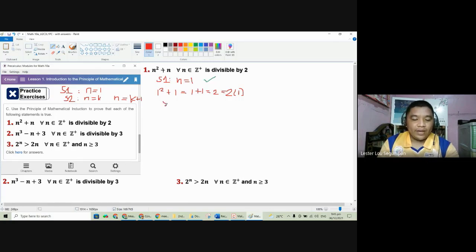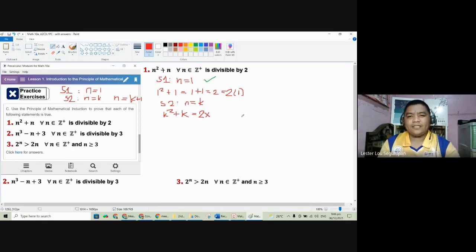The second step is where we assume that n is k. So instead of this expression, you will have the expression k squared plus k, and this should be divisible by 2. How do we create an expression wherein we could show that k squared plus k is divisible by 2? Not by words, just by symbols. To do that, we could say that k squared plus k is equal to any number that has a factor of 2. So let's simply use 2x.